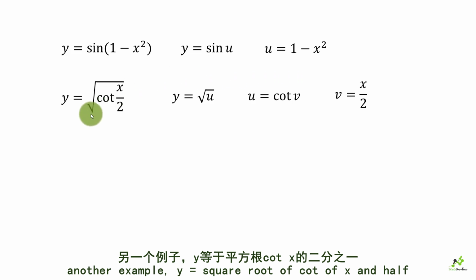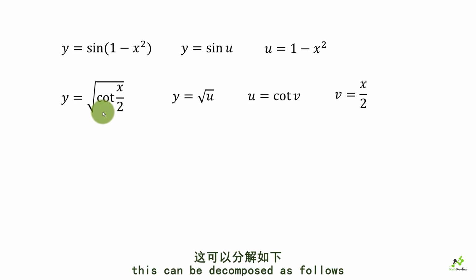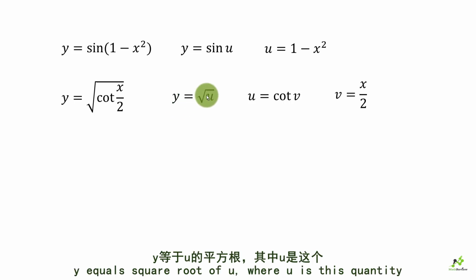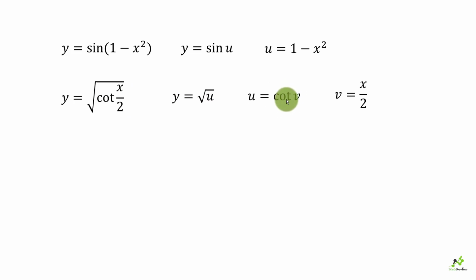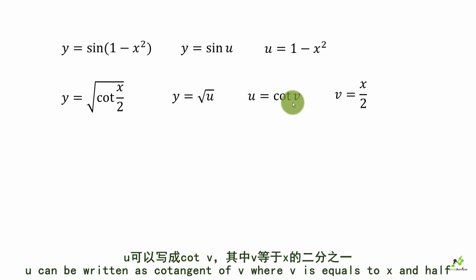Another example, y equals square root of cot of x and a half. This can be decomposed as follows. y equals square root of u, where u is this quantity. u can be written as cotangent of v, where v equals x and a half.